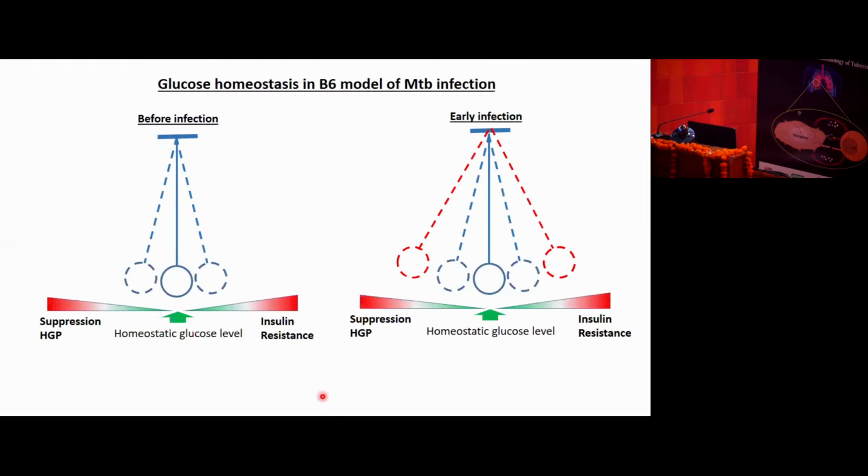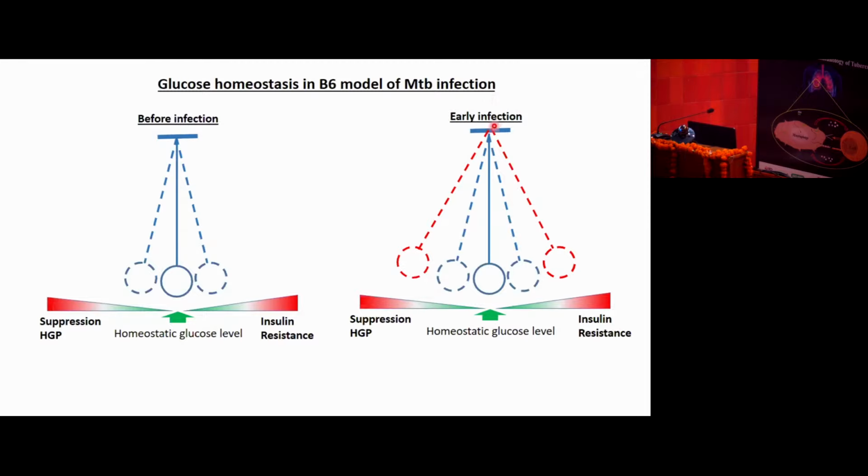So finally, this is the working model that we are working on. At basal level, or before infection, in the uninfected animal, there will be some suppression of hepatic glucose production and some level of insulin resistance, but the homeostatic glucose will be maintained. In early infection, that will go both ways, but still the homeostatic fasting glucose level that we have seen will remain.